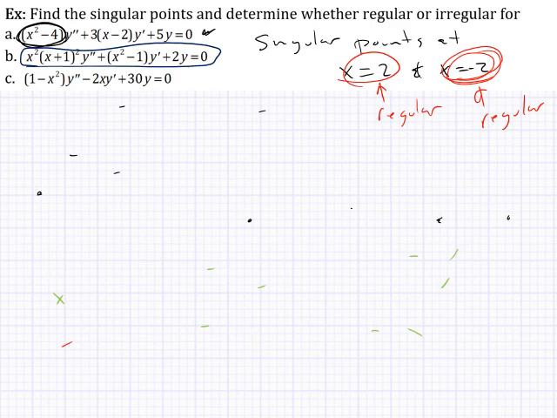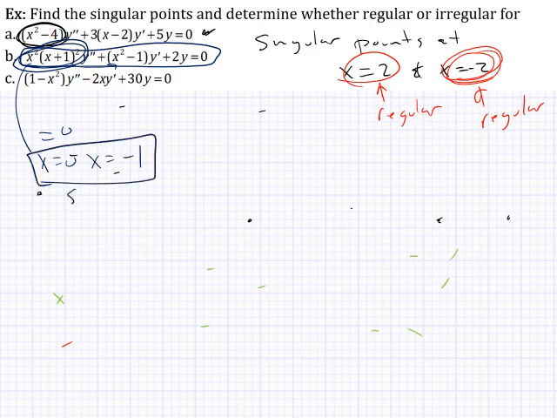B. First off, the numerator, this thing which will be turned into the denominator of the p of x and q of x, equals 0 when x equals 0 and when x equals negative 1. So those are your singular points.